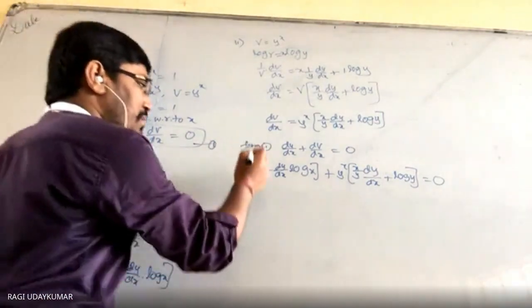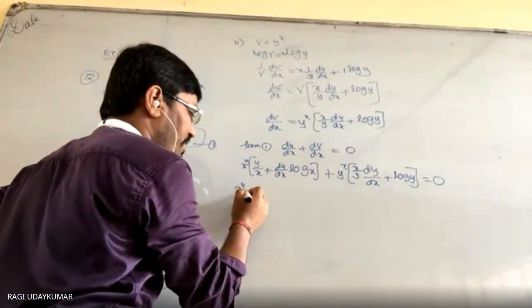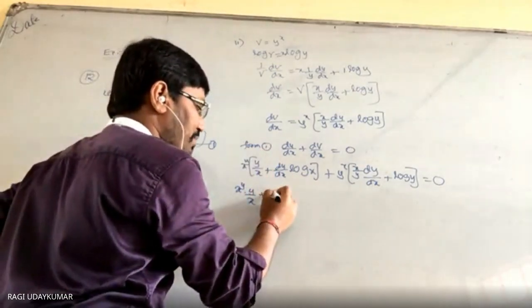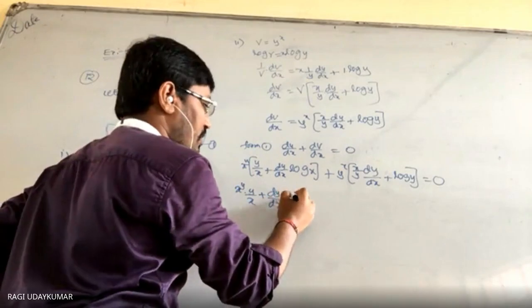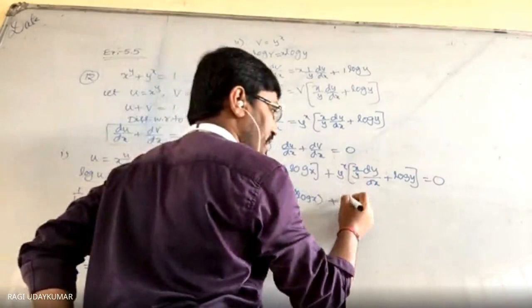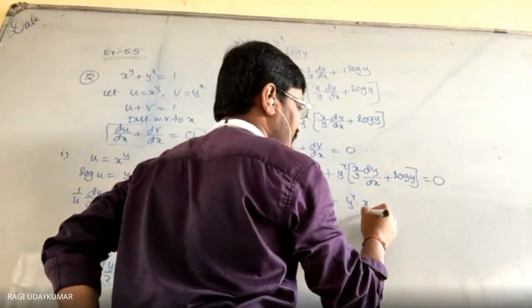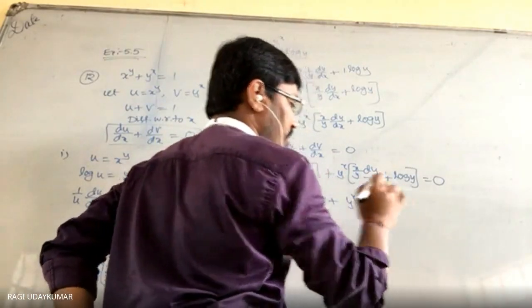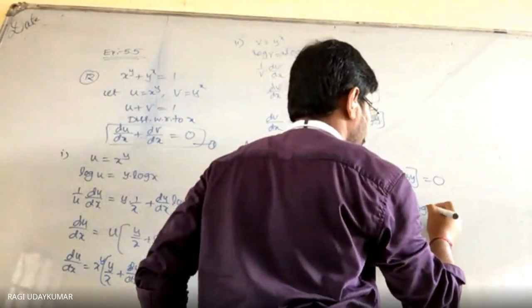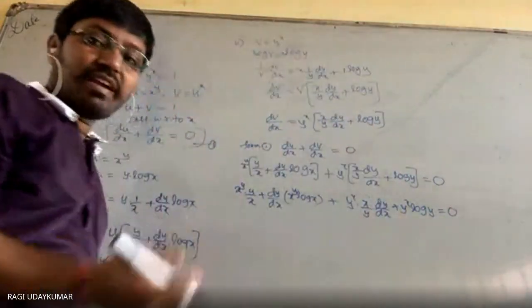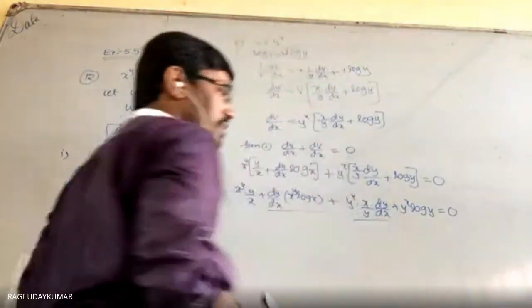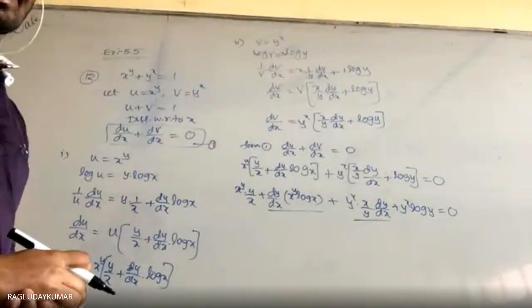Very simple here. Multiply x power y wherever dy by dx is there: x power y into y by x, and dy by dx into x power y log x. x power y is multiplied here. Here y power x into x by y into dy by dx plus y power x log y is equals to 0. Wherever dy by dx is there, those two terms you keep here, and the remaining terms you send to the right side.